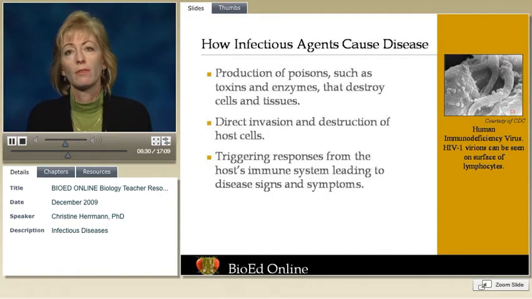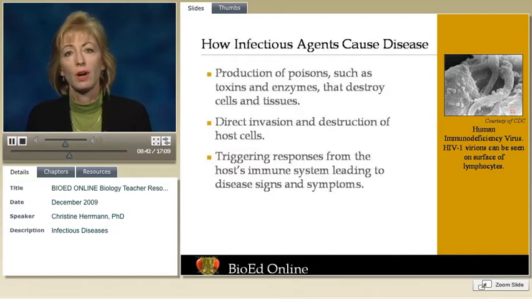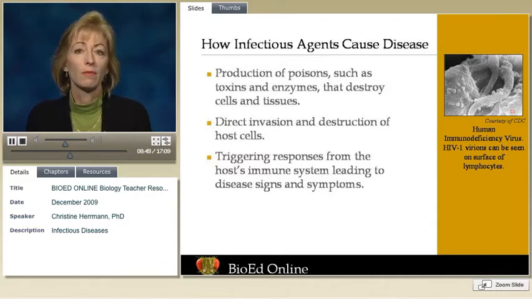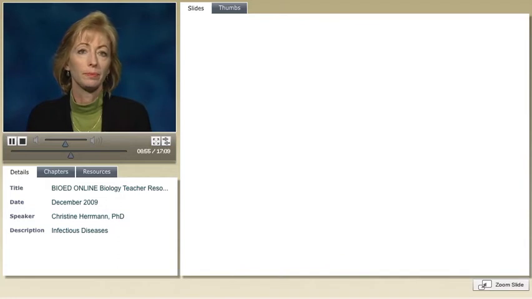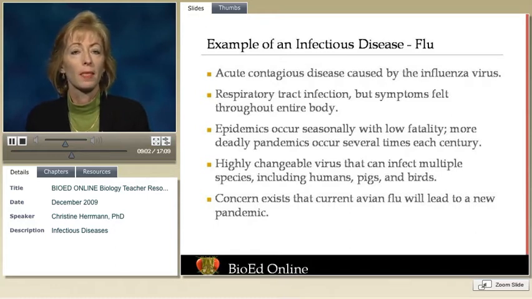There are several ways that infectious agents cause disease in the infected host. Some microbes, especially bacteria, produce poisons, such as toxins and enzymes that destroy cells and tissues. Other microbes, such as viruses, directly invade and destroy host cells. But many of the signs and symptoms of disease, such as sneezing and vomiting, are actually triggered by the response of your immune system in an attempt to rid your body of the invading pathogen. Now let's take a closer look at a couple of specific infectious diseases, the flu and HIV.